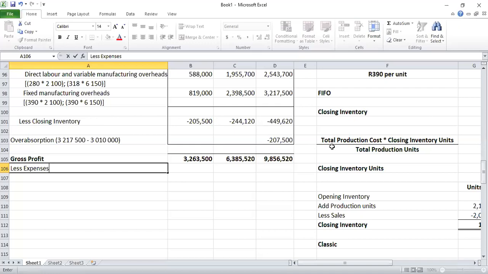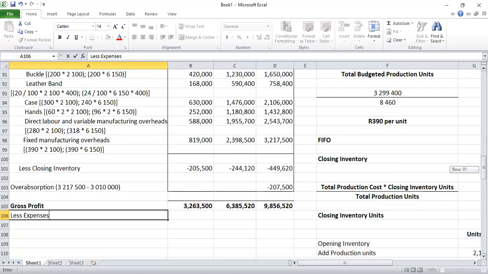So if you do it the other way around, the formatting that I've been studying is that the over or under absorption normally comes after the gross profit, and I'm just a bit confused. Will it be accepted in the exam if I do it the other way around? There's no problem if you do your way. It's still okay. But in fact, it's supposed to be before the gross profit because it's part of cost of sales.